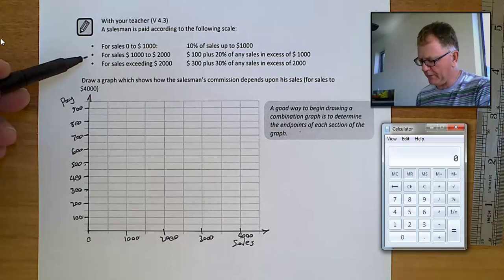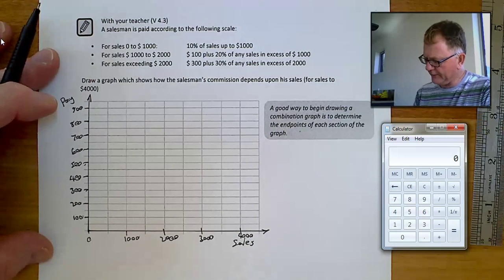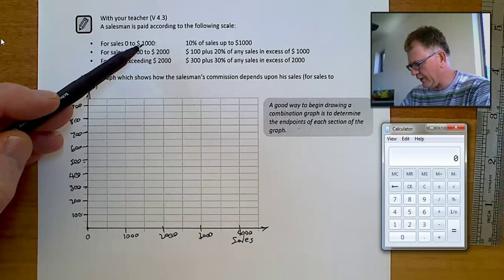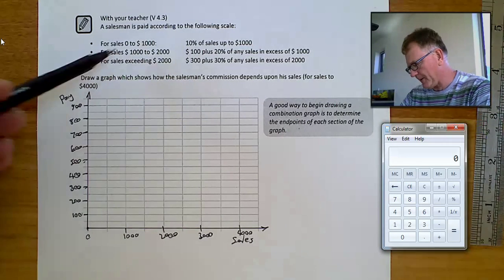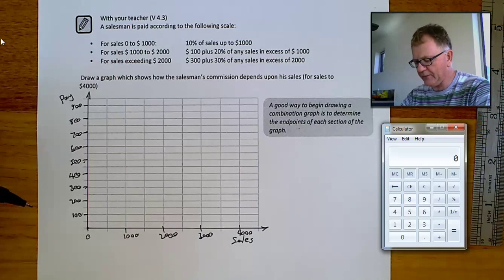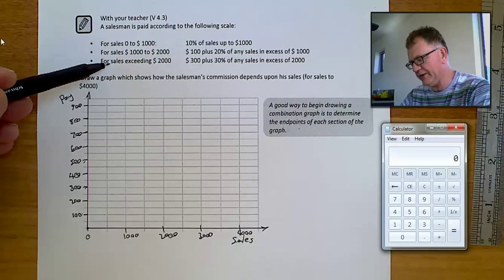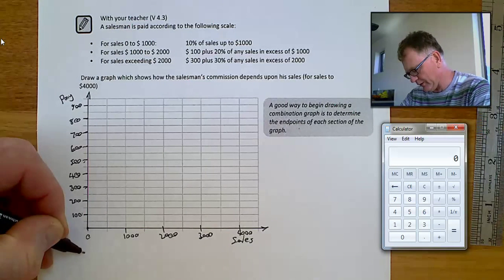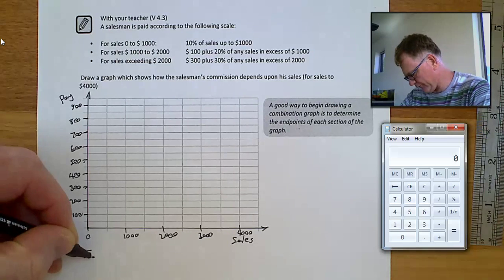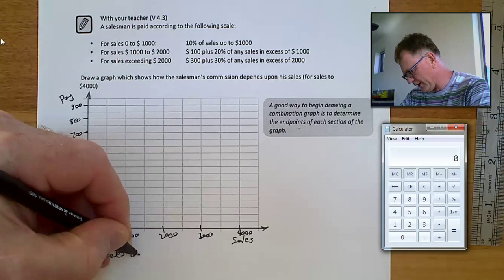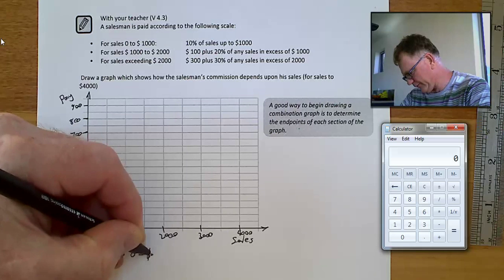Now this is the pay schedule. It starts off and says for sales of 0 to 1,000 he gets paid at a particular rate, and we've got different brackets here where his pay scale seems to change. So we have to graph each one of these three as 3 separate lines on the graph. So let's start off with sales of between 0 and $1,000.